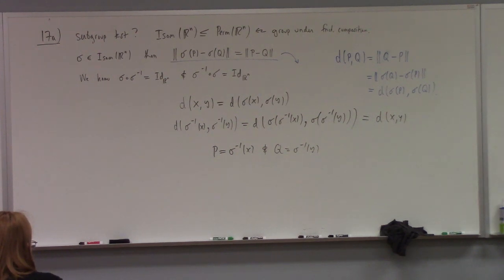This is not a solution on the board, right? This is thoughts, yeah. So you know that sigma inverse is in there just because it's a bijection. We're not responsible for proving sigma inverse's existence. We're responsible for proving sigma inverse's residence in the isometry group, I guess.